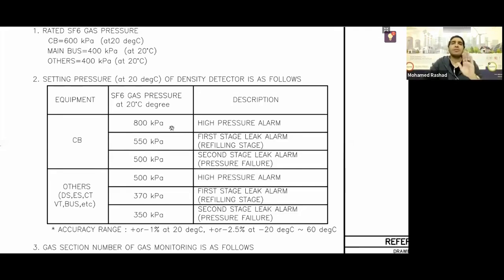High pressure is an alarm only, and you don't take any action with it. We will see later when we connect it to the annunciator. The 5.5 bar also triggers an alarm and you take action with it. And the 5 bar is an alarm and you also take action with it. But the 5.5 bar means that the pressure has dropped to the first level. So this means you need to either refill your gas or do something about it. As for the 5 bar, if it reaches that, it means you have an issue with the gas system.